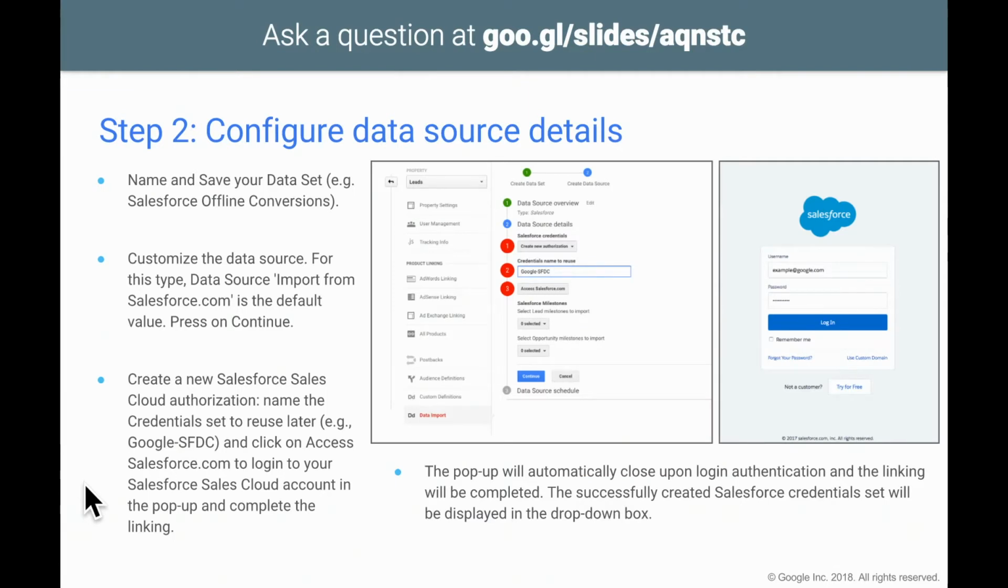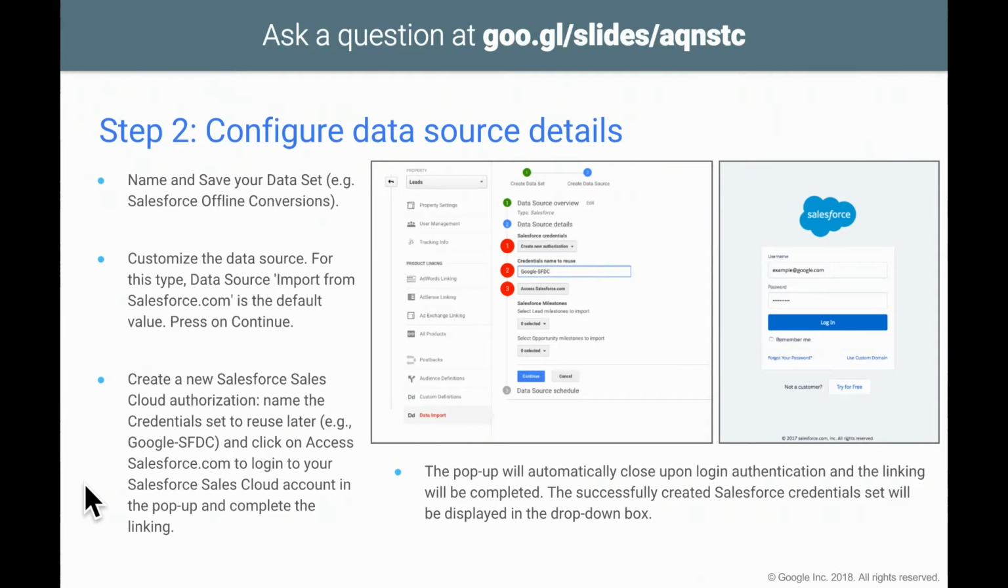From there, you'll need to configure your data source details. So first step, kind of an obvious one, name and save your data set. For example, Salesforce offline conversions would be an appropriate name. You'll customize it. By default, it's going to be set to import from salesforce.com. So you can keep that value, press continue.